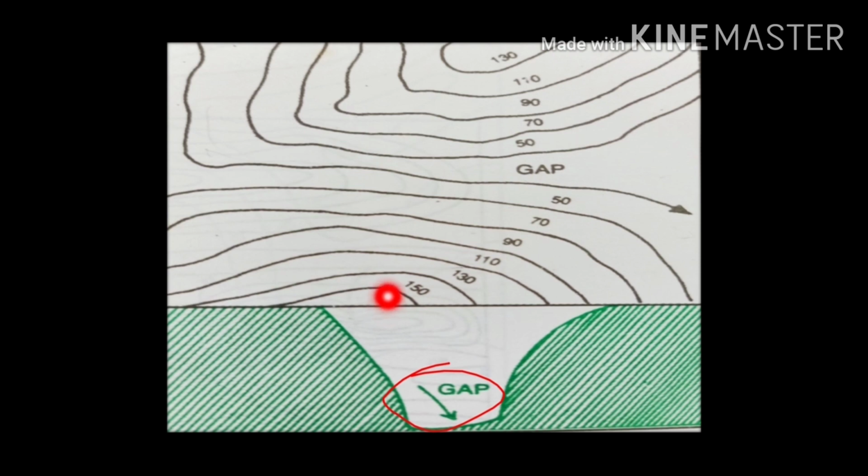You can see the value is high and moving towards lower elevation, here also moving towards lower elevation. So it has lowered so much that it has formed a gap.